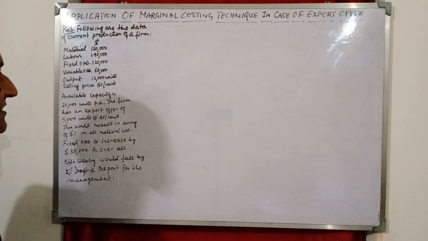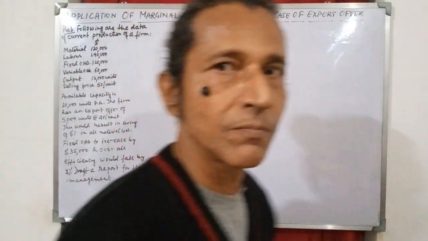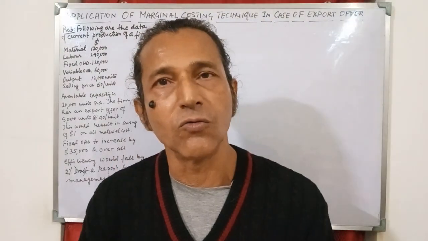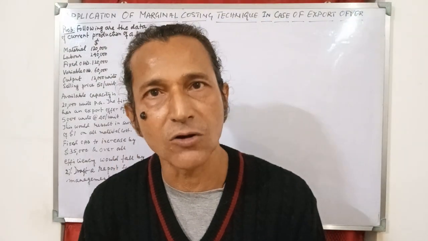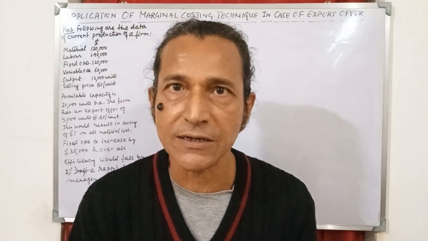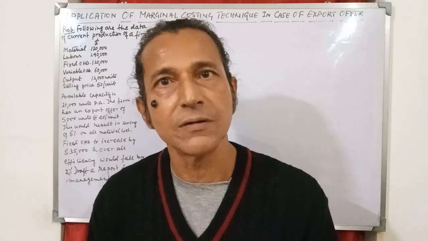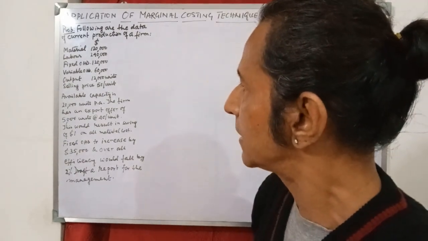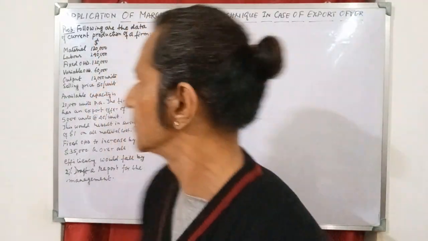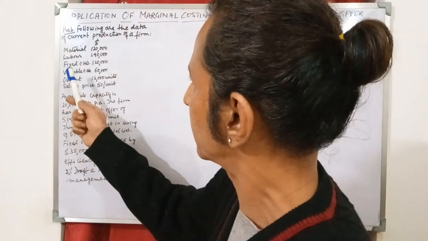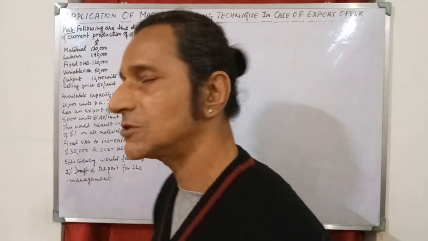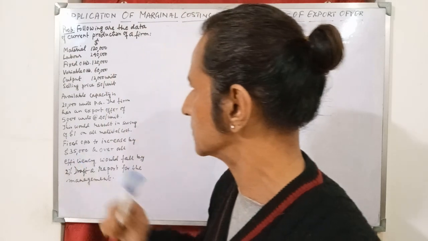If the export order is accepted, then certain things are happening. What are those things? There will be a saving of $1 per unit of material cost on all material purchases. That is, material purchased for current production as well as material purchased for the export order. Fixed overhead would rise by 35,000. Currently, the firm is incurring fixed overhead of 120,000, and if that export order is accepted, then the firm has to bear additional overhead of 35,000.